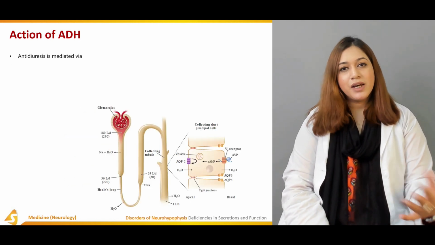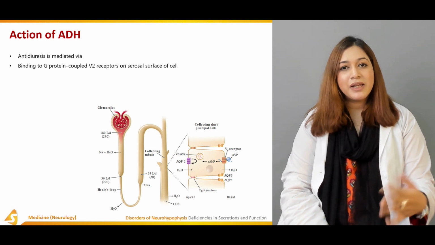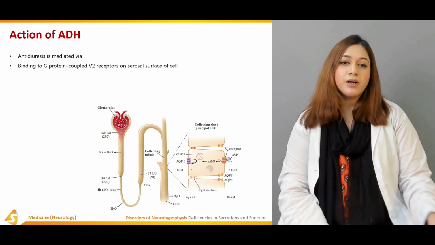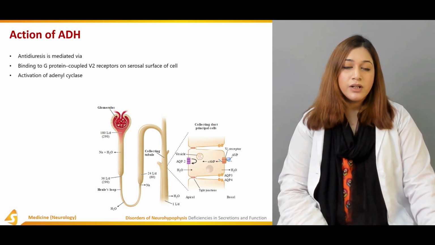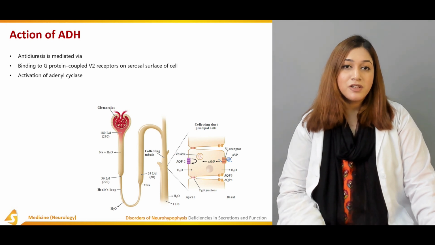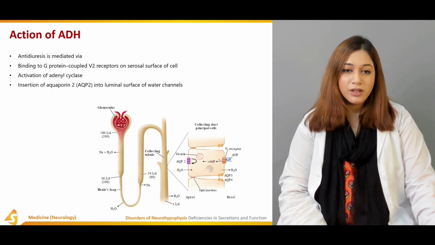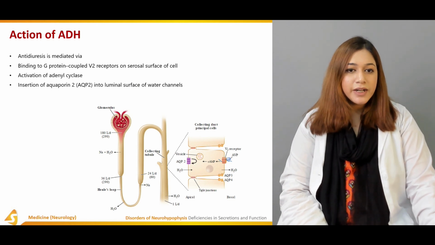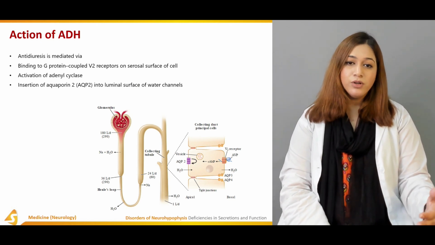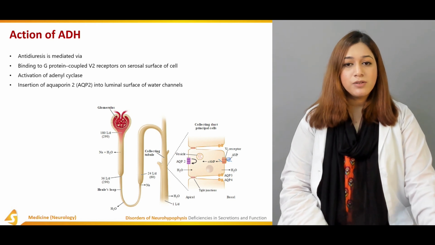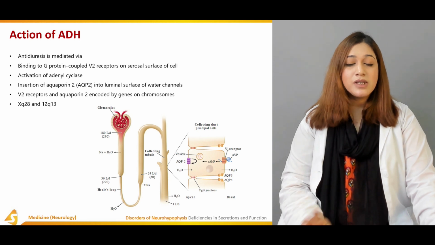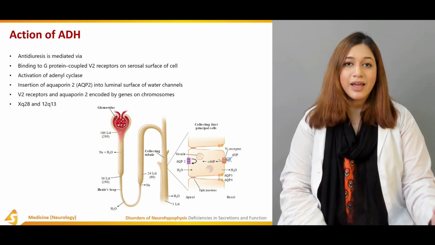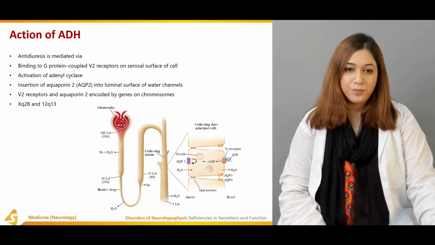Now, how is antidiuresis mediated? It is mainly controlled by the G protein coupled V2 receptors on the serosal surface of the cell, which occurs by the activation of adenyl cyclase. Whenever there is activation of adenyl cyclase, there will be insertion of aquaporin 2 water channels into the luminal surface. V2 receptors and aquaporin 2 are encoded by genes found on chromosomes Xq28 and 12q13.